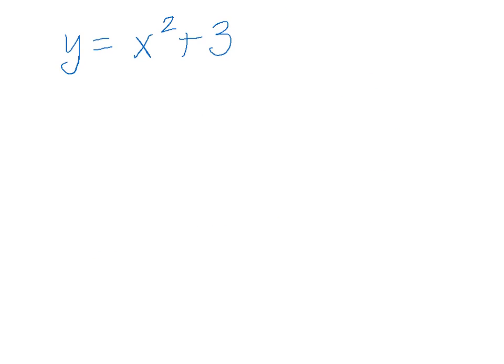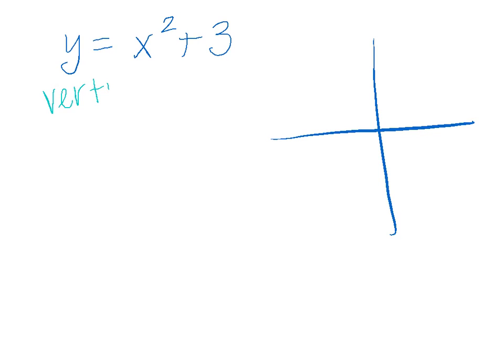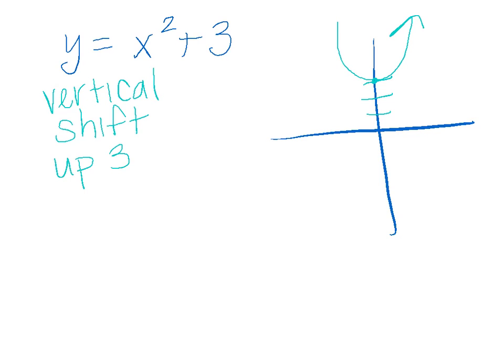Okay, so here we have a quadratic function, and we are going to have to graph it and also say what is actually occurring here. So if I look at this graph, this +3 is telling me that I have a vertical shift up 3. Since nothing else has changed, I'm going to plot my vertex at (0, 3). I would go up 1 and over 1 in both directions and draw my U facing up.